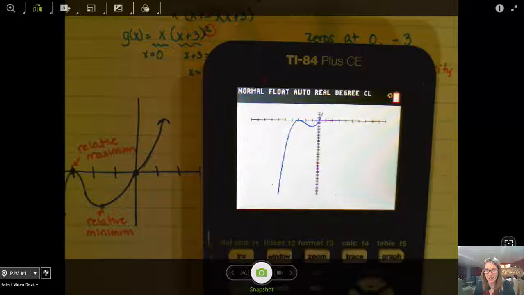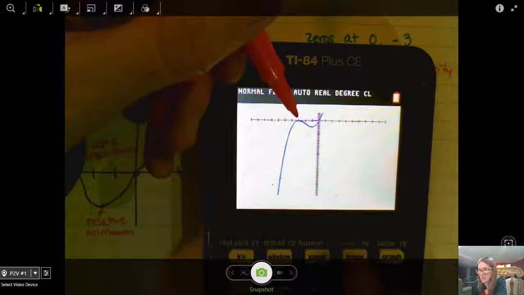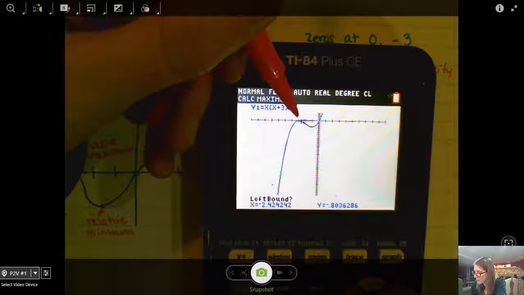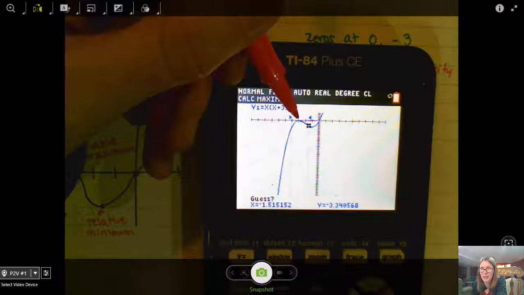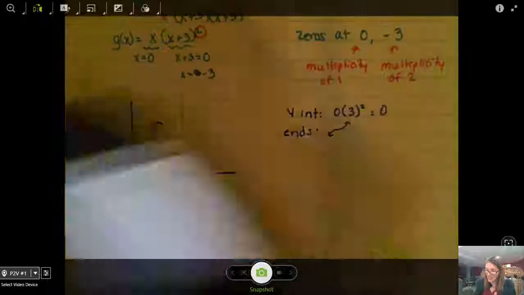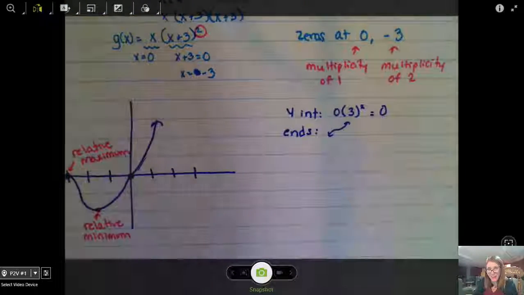This actually, the window that I had previously works just fine here, so I might as well just stick with this. I'm trying to find my maximum here, so I go to second calc, maximum, left bound. This is what I'm trying to find, so for left bound I go to the left of it, hit enter, right bound we go to the right, enter, yes, enter one more time. So this maximum is at -3. Again, this is really 0, just like we thought it should be. Okay, that's a good sign.